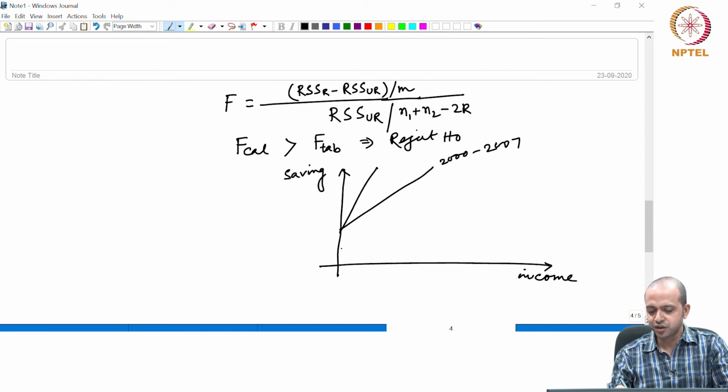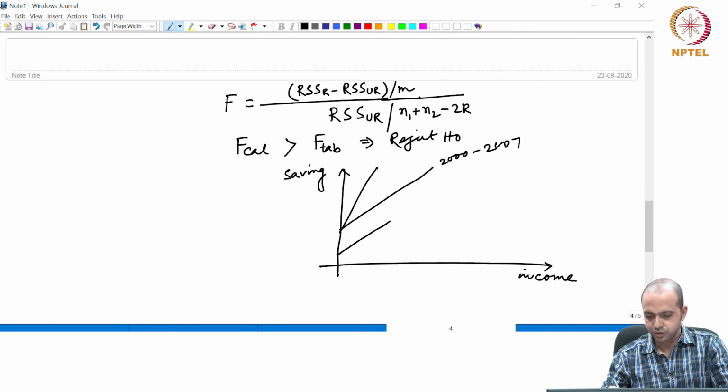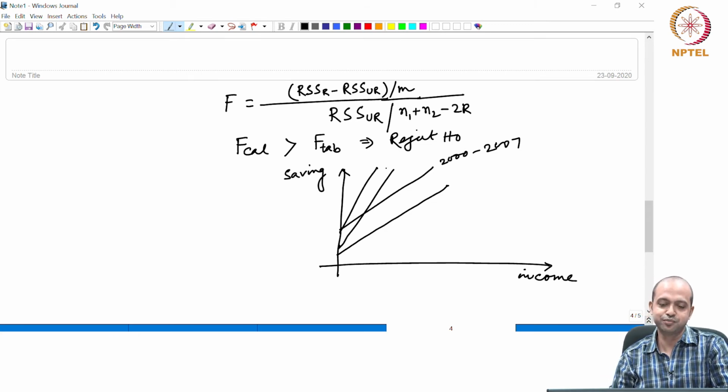Or it could be this, okay? There is a change in intercept, but there is no change in slope. Or it could be this: there is a change in both slope and intercept, okay?